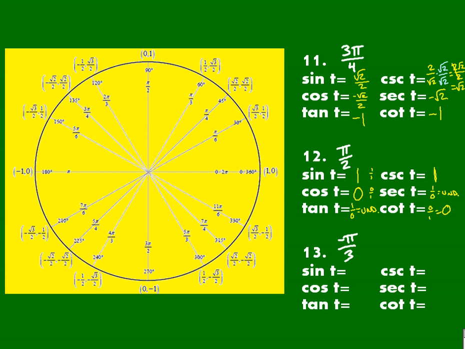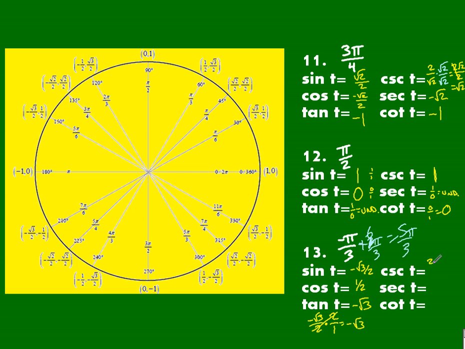Number 13, negative pi over 3. I'm going to first change that by adding 2 pi, which means I need my common denominator of 3, making that 6. So I should look at 5 pi over 3 for my angle here. 5 pi over 3 is down here at 300 degrees. The y value is negative square root 3 over 2. The x value, cosine, is 1/2. When I divide, I'm going to flip and multiply. So I'll do negative root 3 over 2 multiplied by 2 over 1. My 2's will cancel out. I'm left with negative square root of 3 as my answer.